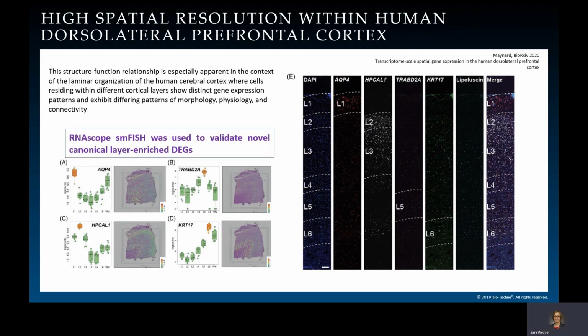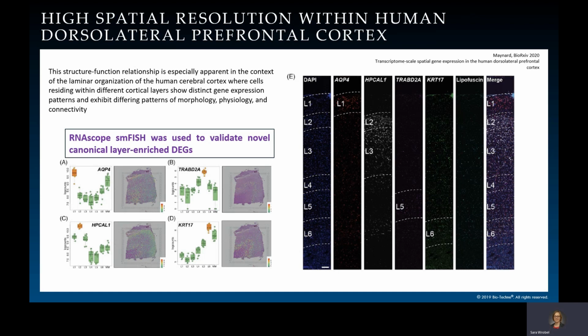But there are many, many other techniques coming or already available to researchers, and people are harnessing the wide range of spatial tools available to them. The spatial organization of the brain, as many of you will know, is fundamentally related to its function. And the structure-function relationship is especially apparent in the context of the human cerebral cortex, where cells residing in different cortical layers show different gene expression patterns and exhibit different patterns of morphology, physiology, and connectivity.